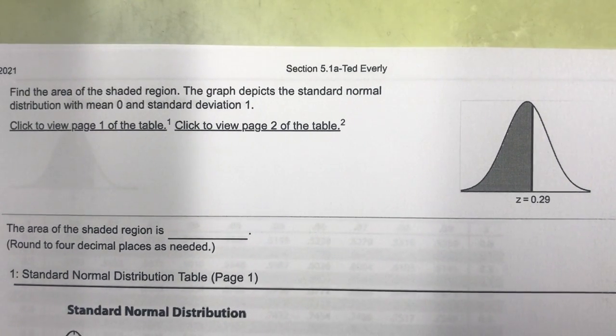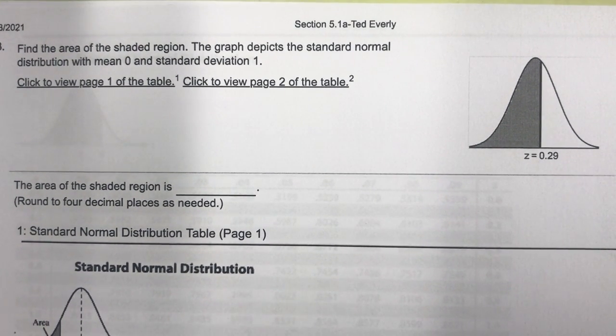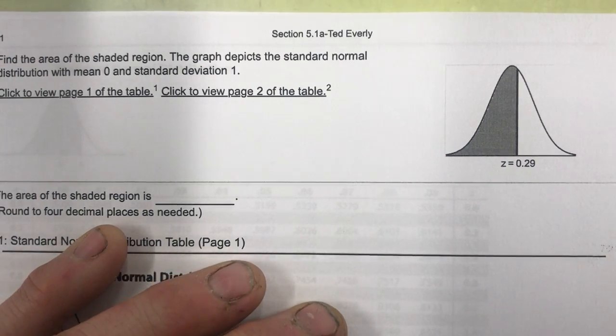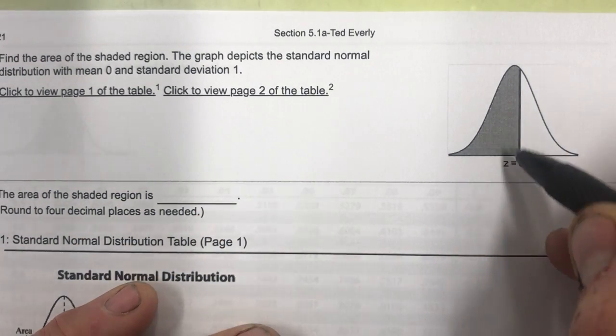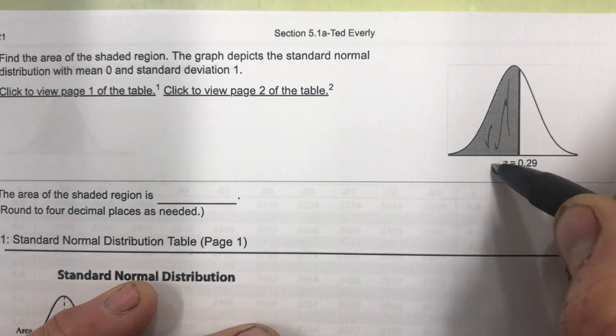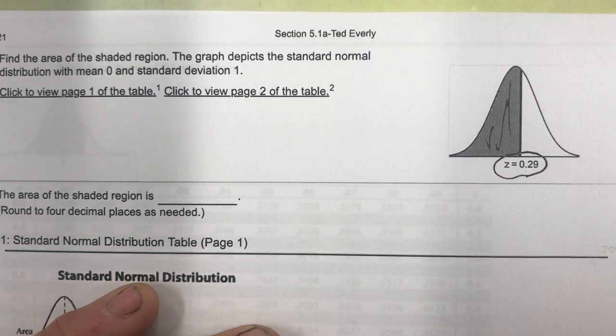All right, so here you go. Here's where we got to find some z-scores and stuff. Find the area of the shaded region. So suppose that this is to the left, and this says my z-score is 0.29.